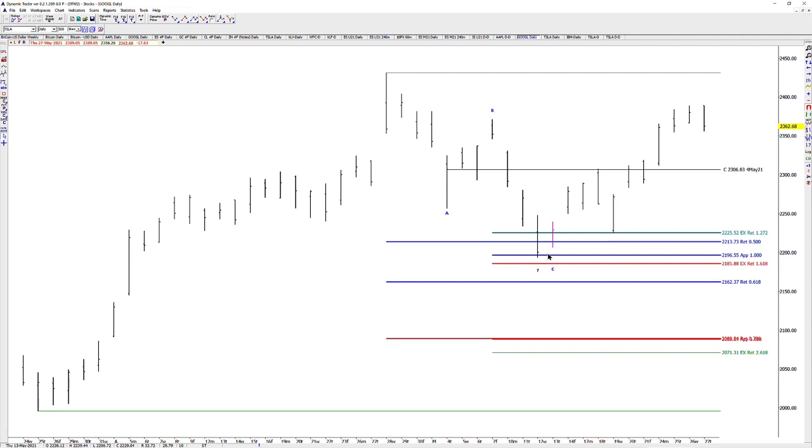Now, sometimes we have contracting triangles and more complex corrections, and this wave A may not even get exceeded, and we continue in a complex correction. Well, that's another situation altogether. This is the situation that we're looking at. If the market is in a position to make a wave C, we can then identify the probable end of wave C target zones.